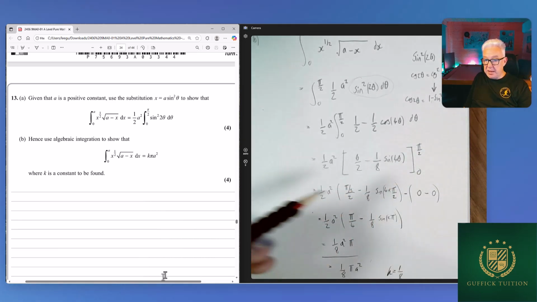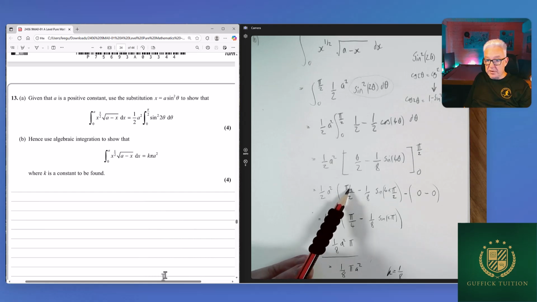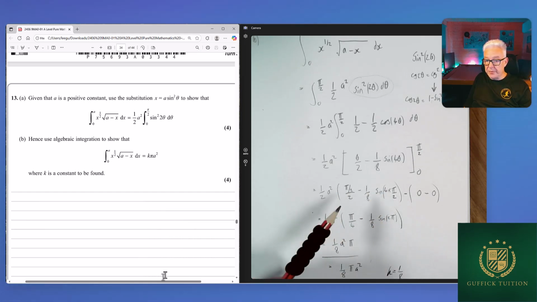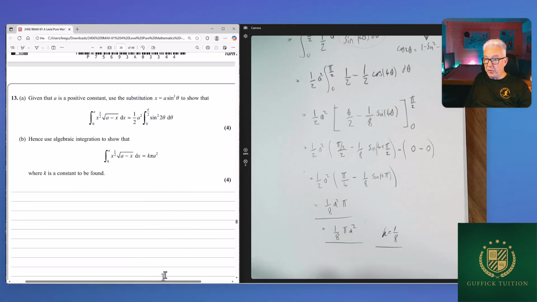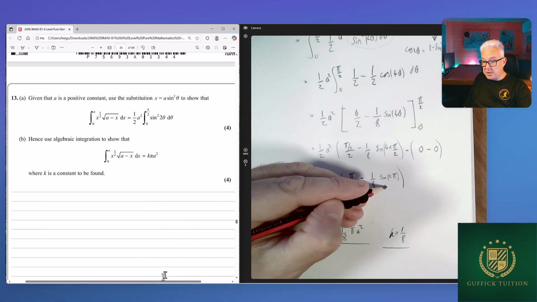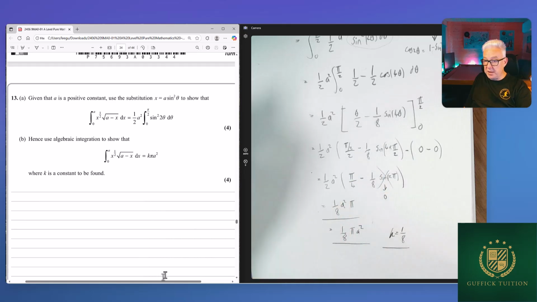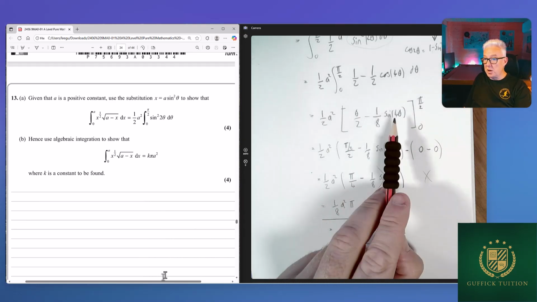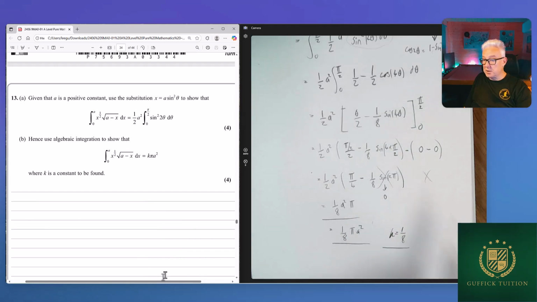So we put our limits in, and the limits are pi over 2 and 0. So we've got pi over 2 over 2, which is pi over 4, minus 1/8 sine of 4 times pi over 2. 4 times pi over 2 is 2 pi, and sine of 2 pi is 0. So that bit just disappears. The lower limit gives 0 over 2 and sine of 0, so that is gone as well. So we're just left with this little bit here.